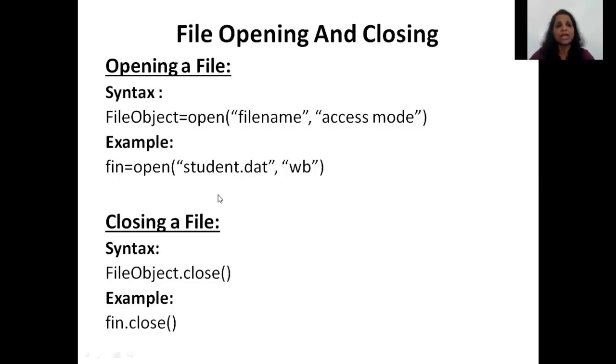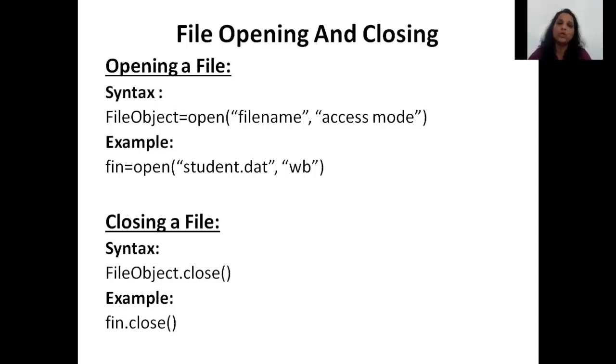So look at the example. I wrote fin, that's my file input. It's an object name, is equal to open student.dat. Now, why dat? Previously, you used to write txt. This is just the way of writing a binary file. Basically, binary files can have any extension, okay? But in terms of programming, when we talk about binary files, we prefer to give the extension as DAT. And WB is the access mode. WB means what? I am planning to open this file in write mode.